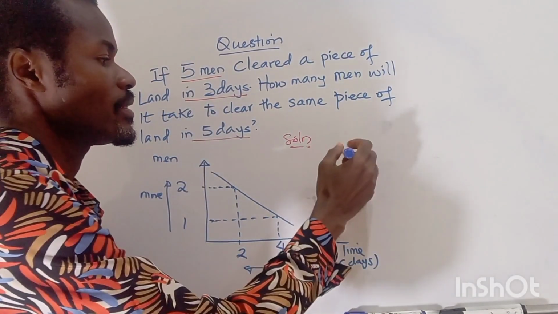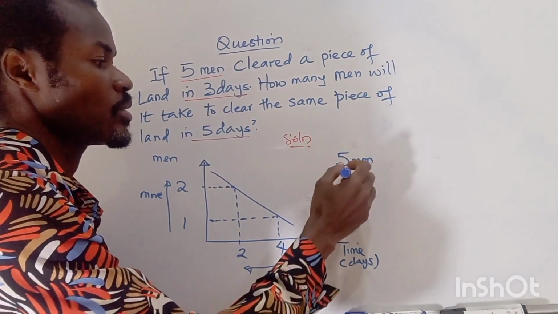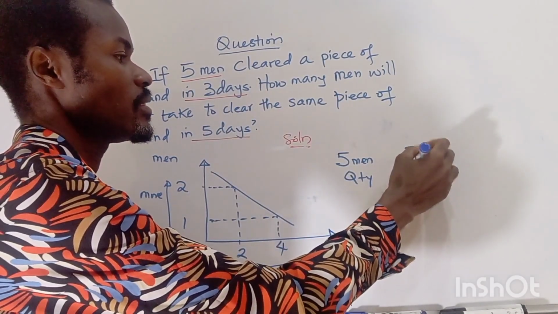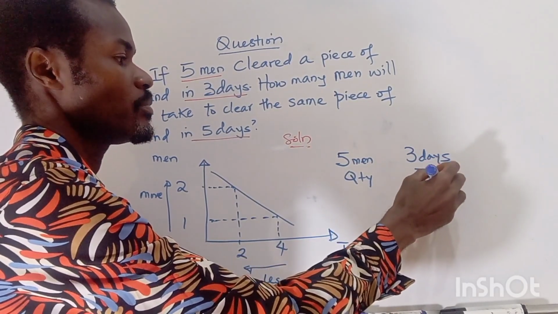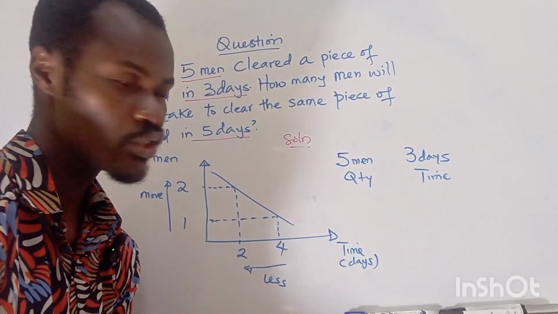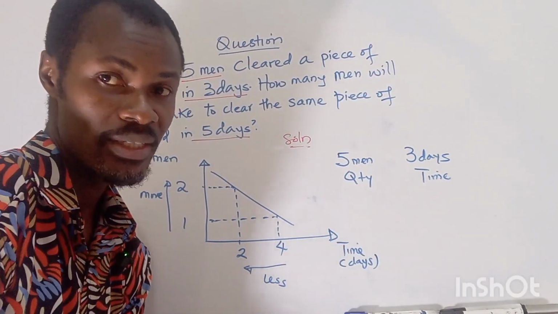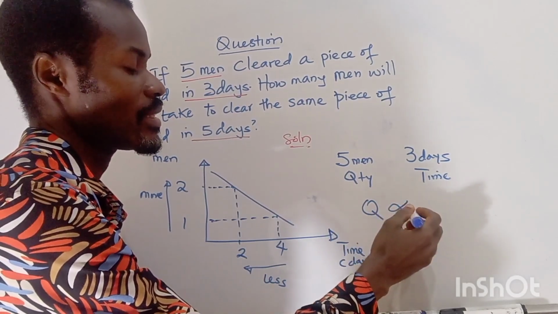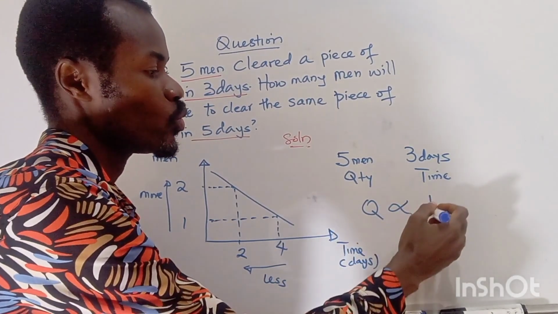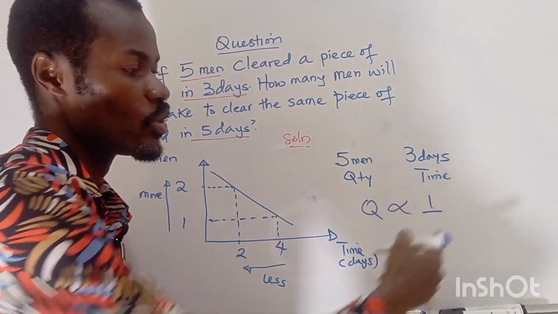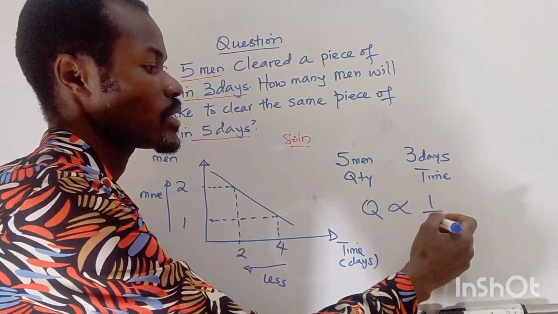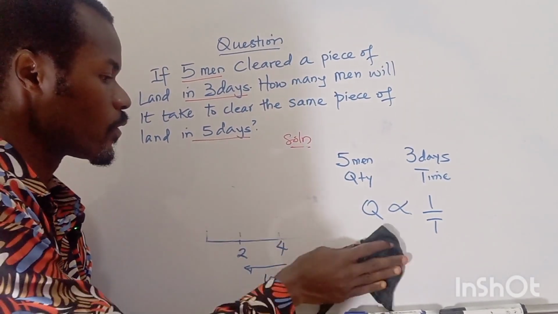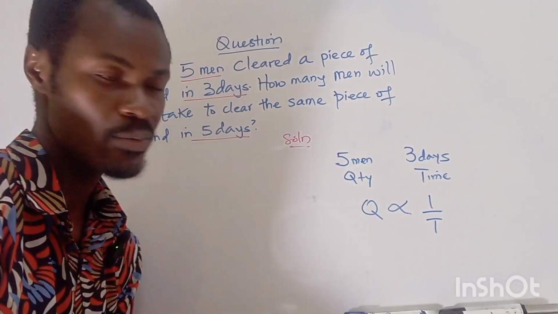We have 5 men, which is our quantity, and we have 3 days, which has to do with the time. Like I said, the relationship between quantity and time is inverse. So we can say the quantity is inversely proportional to time. When we say inverse, you have to put 1 over. So this is 1 over time for the inverse. With that, we can now form an equation with which we can solve this problem.